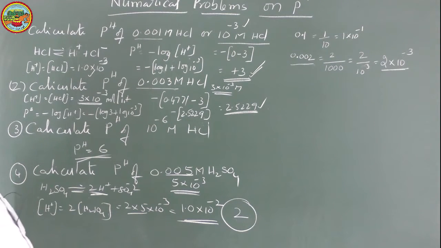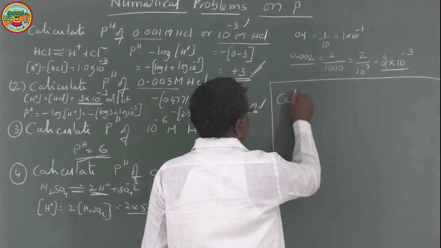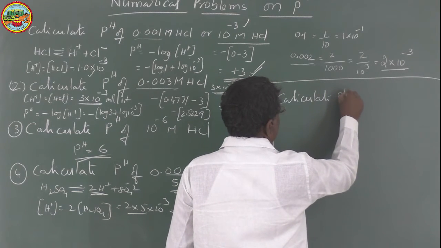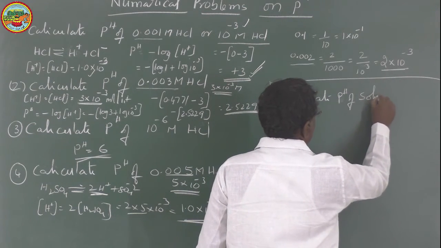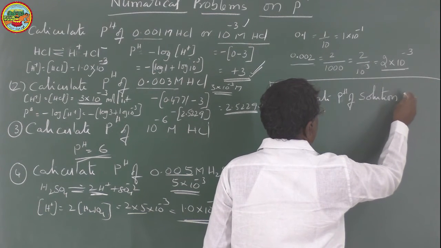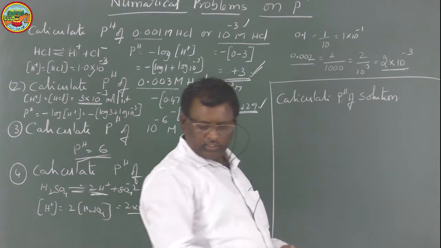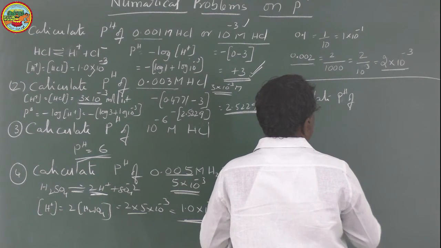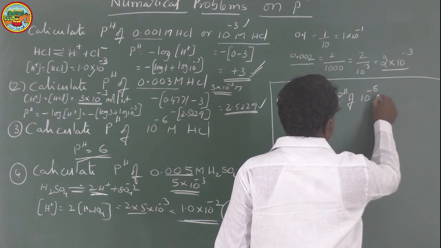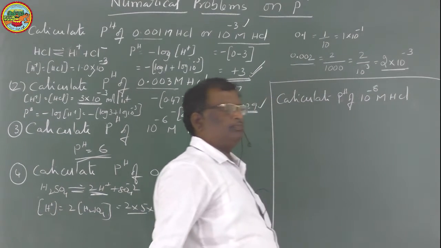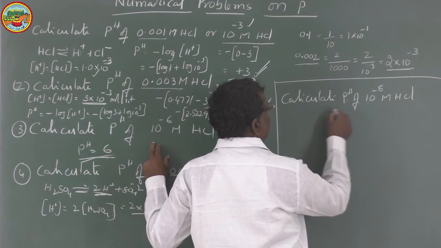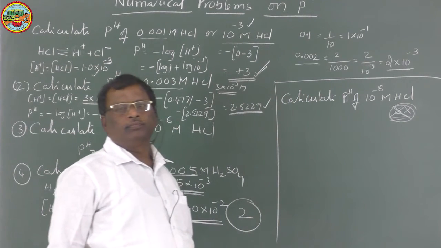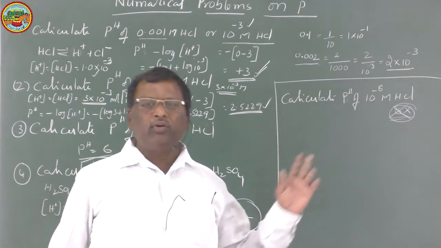But here we have another problem. Calculate the pH of 10 to the power minus 8 mole HCl solution. If you write that pH of HCl is 8, then it will be wrong. If you take the simple log value for it, you will get 8 only.